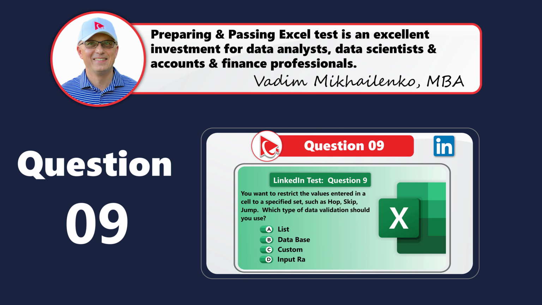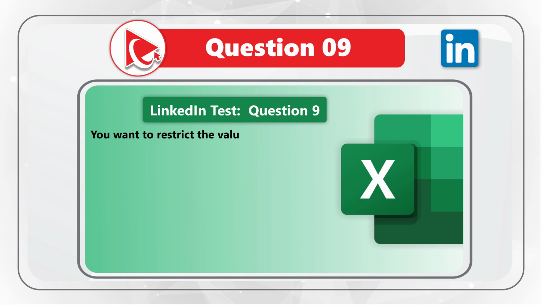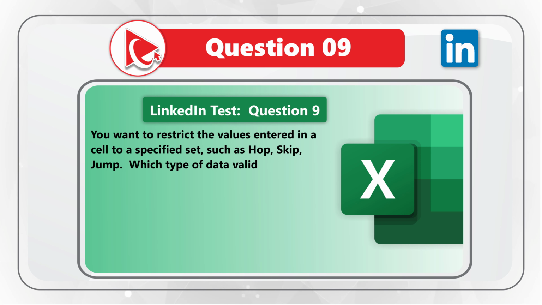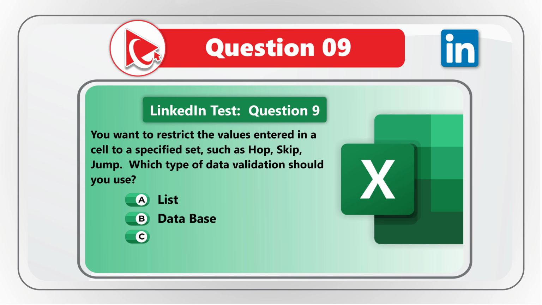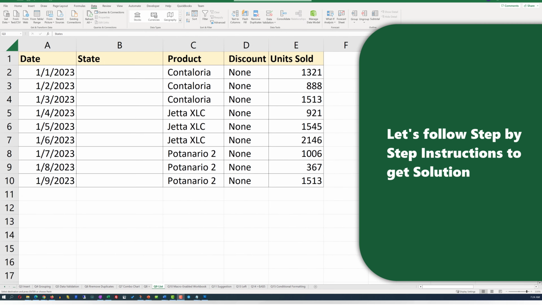Let's look at question 9. You want to restrict the values entered in a cell to a specific set, such as hop, skip, jump. Which type of data validation should you use? You need to select one choice out of four possible choices: list, database, custom, or input range. Do you think you know the answer? Let's jump to Microsoft Excel so I can show you the solution.